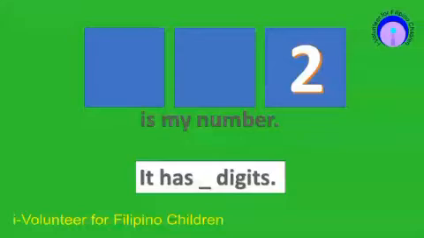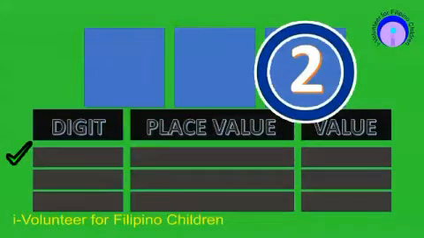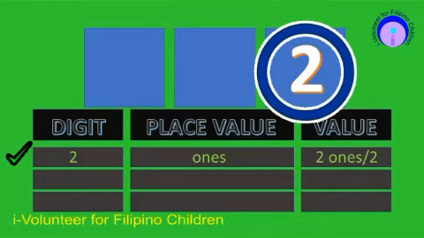What is your number? How many digits does your number have? 2 is my number and it has 1 digit. What digit do you have? What place value does it belong to? What is the value of your digit? Digit 2 is in the ones place and its value is 2 ones or 2.